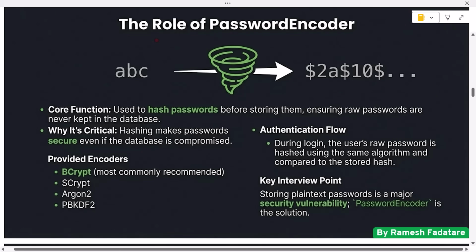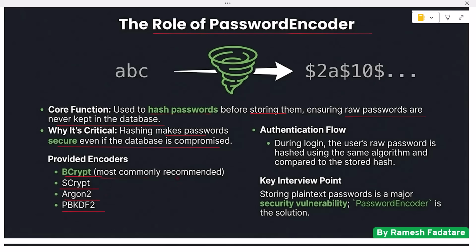Next, what is PasswordEncoder? PasswordEncoder is used to hash passwords before storing them, ensuring that raw passwords are never kept in the database. Hashing makes passwords secure even if the database is compromised. Spring Security provides multiple encoders like bcrypt, scrypt, argon2, and pbkdf2.